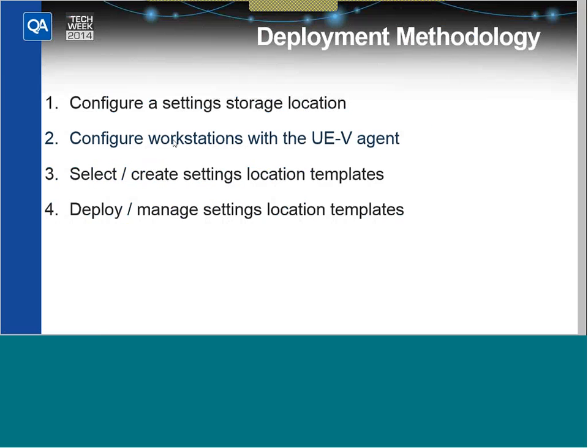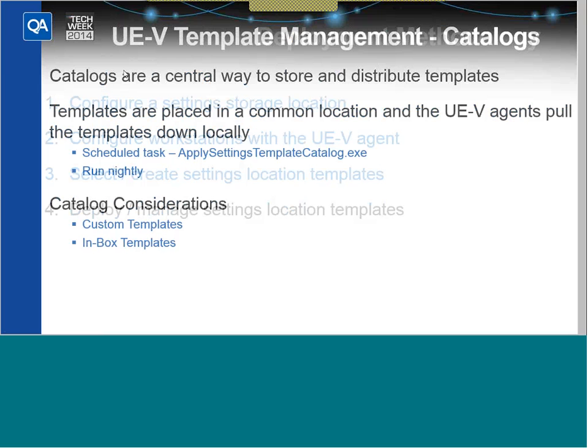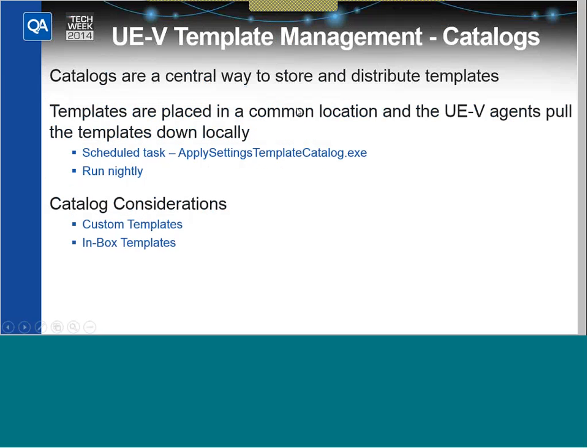So how do we deploy and manage the location templates then? Well, we can create a central catalog, as I alluded to earlier. We can have a share on our server that will enable us to distribute these templates from. Templates are placed in a common location. The agent will pull those down. Again, there's a scheduled task that does that for me.